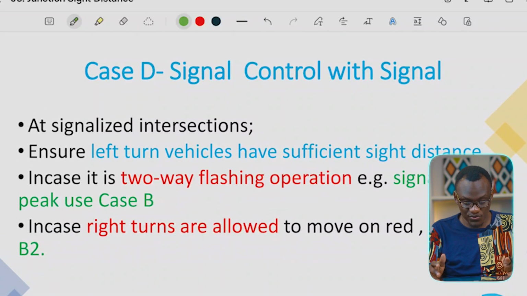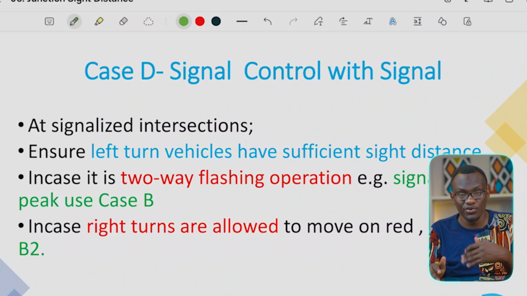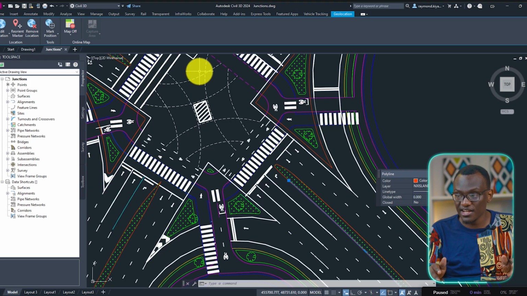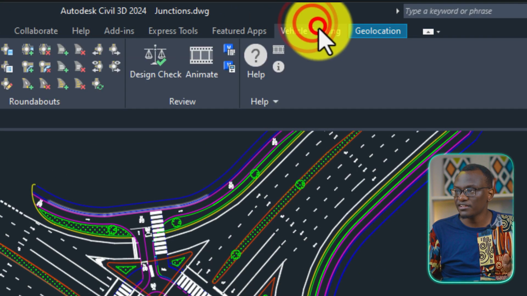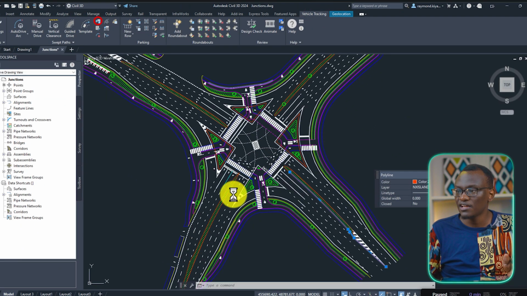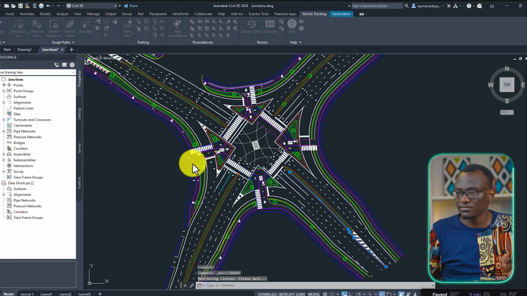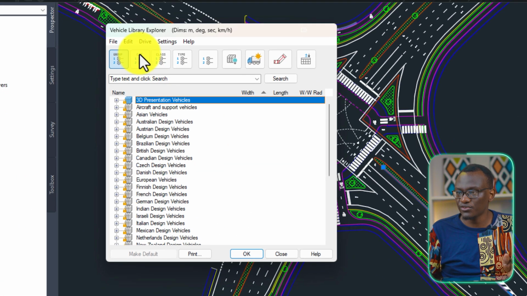CD is the case with a signal control. And again, we ensure that cars have sufficient side distance. Now, something I just want to show you here is we can turn on vehicle tracking and just simulate a vehicle, okay?